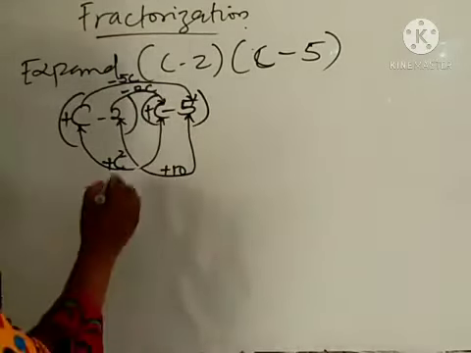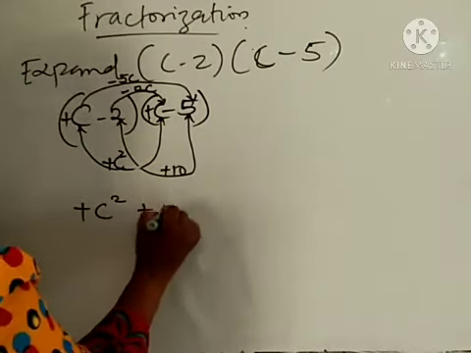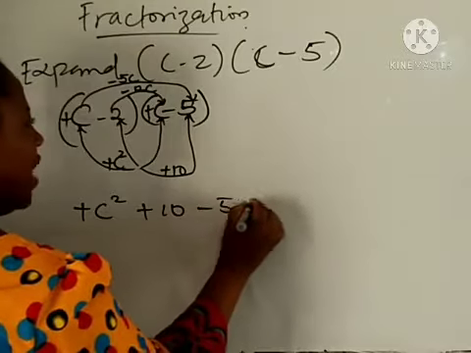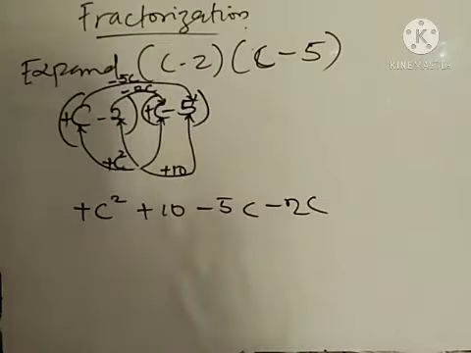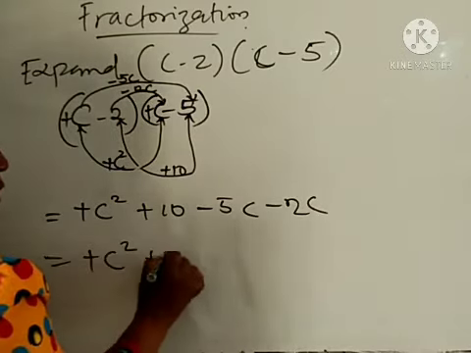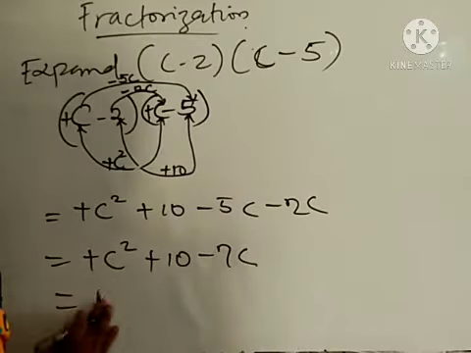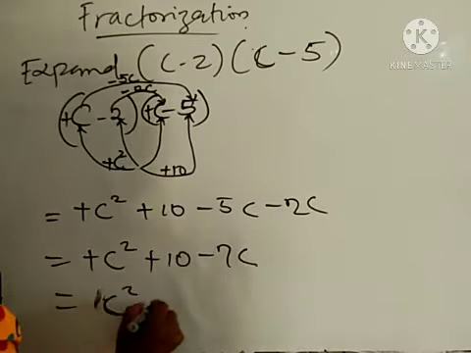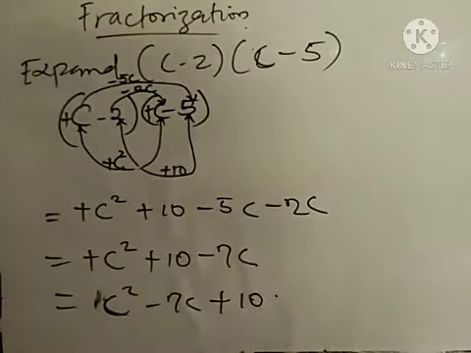So now we can bring them together and rearrange. We have plus c squared plus 10 minus 5c minus 2c. Minus 5c minus 2c will give us minus 7c. So this will give us plus c squared plus 10 minus 7c, which can also be written as c squared minus 7c plus 10.